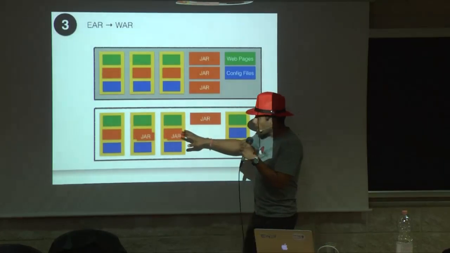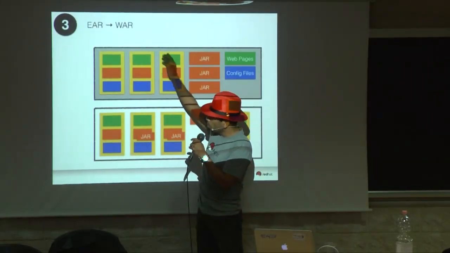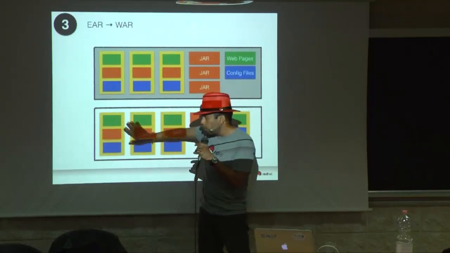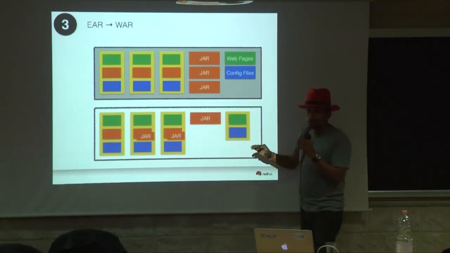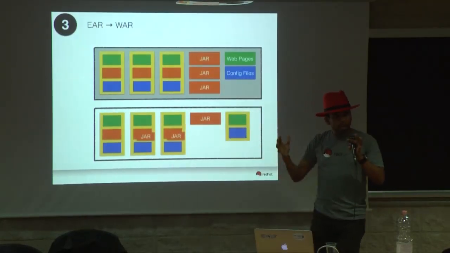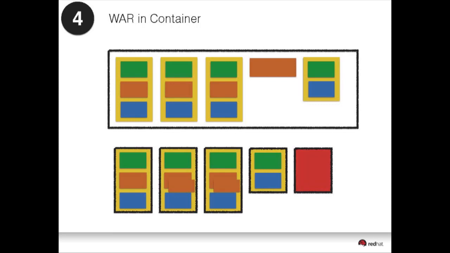So at this point now, I have my EAR file splitting back into WAR files. Each of these WAR files are potentially running as independent WAR files, and then my interface is basically composing all of these different services together.